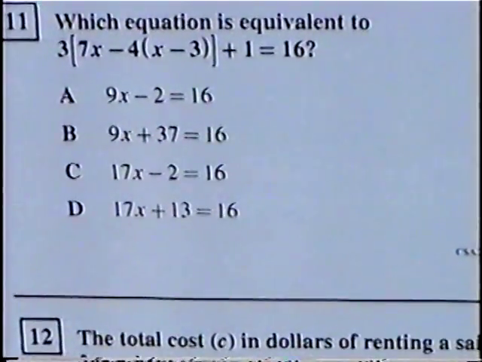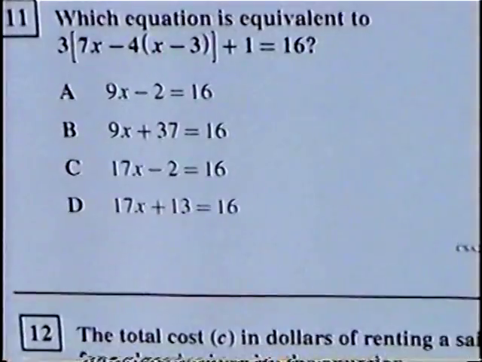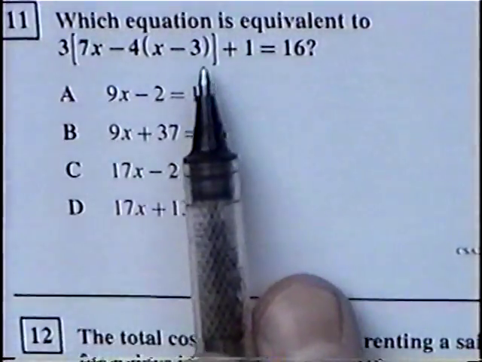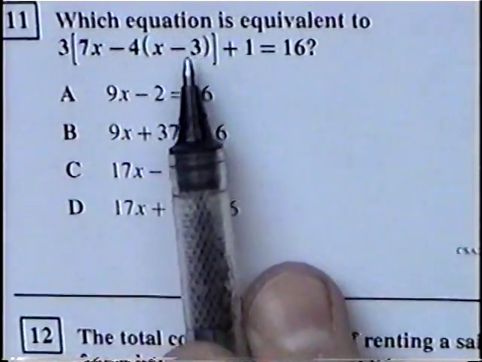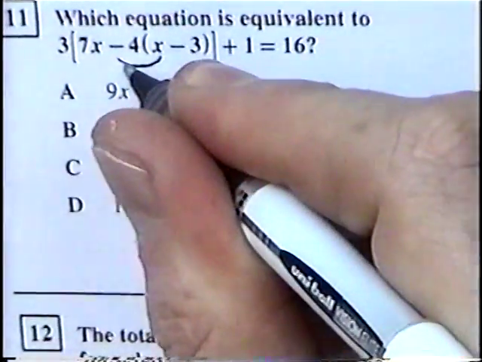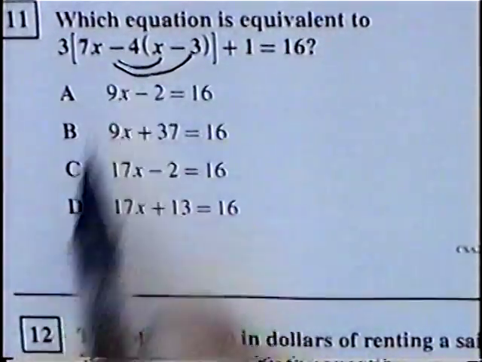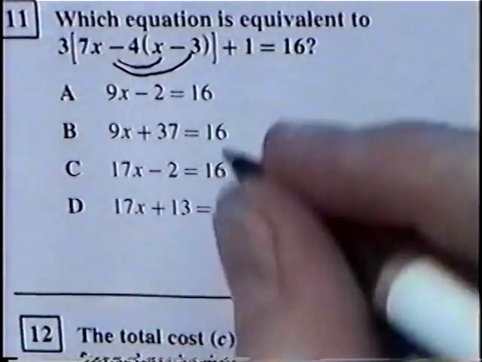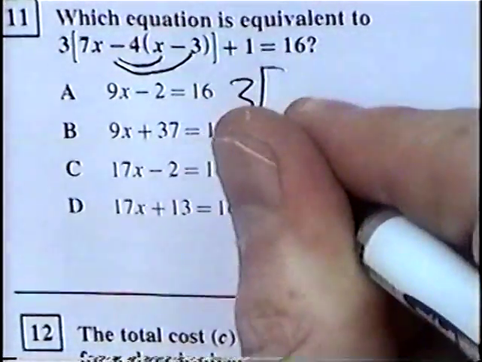Simplifying the equation to find the equivalent or same equation. Inside the brackets, we have parentheses, so we'll simplify the parentheses first, which are inside the brackets. Distribute the negative 4 first. The 3 would stay the same outside of the bracket.